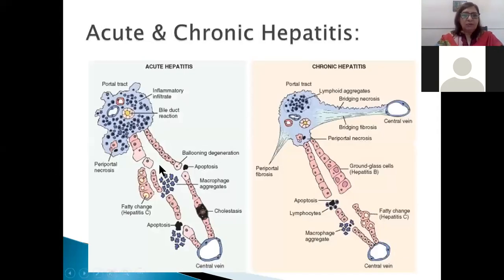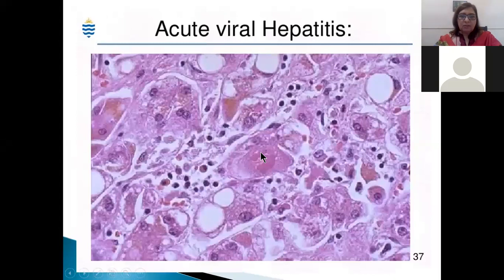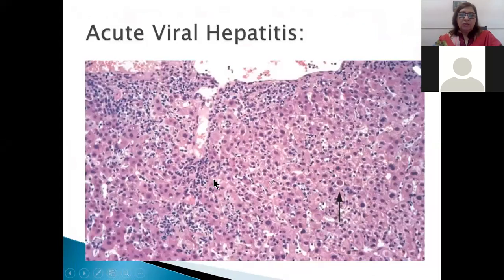So inflammatory infiltrate is present in between the lobules. These macrophages aggregate around the cells, and apoptosis is seen as well. Again, this is apoptosis, and you can see acute inflammatory, lymphoplasmacytic infiltrate present around these apoptotic cells. Again, this is necrosis, and you can see macrophages. These are scavenger macrophages which take away the dead and necrotic material. This is also interlobular hepatitis.